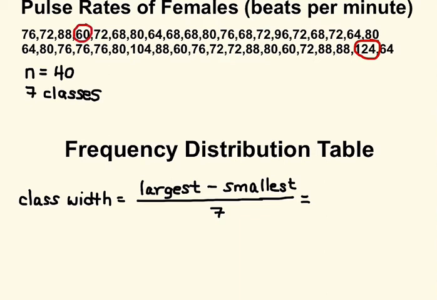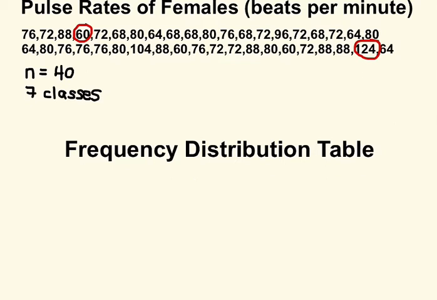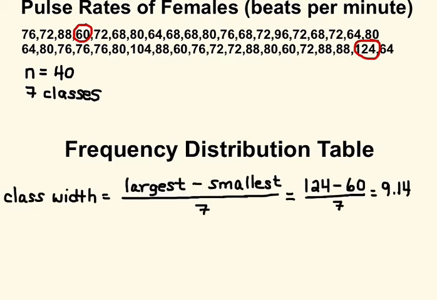So to find the width of our distribution table, we want to take 124 and subtract 60, and we're going to divide that by 7. And if we do this calculation, we should get about 9.14. It's a repeating decimal. I'm going to move this over, give us a little room, because I'm going to approximate this. Let's approximate this to be 10. So we're going to have a class width of 10.